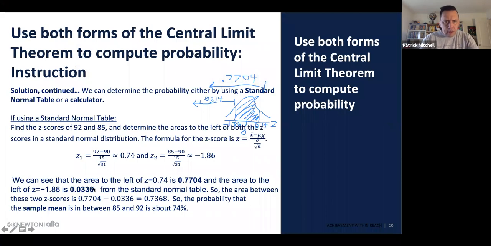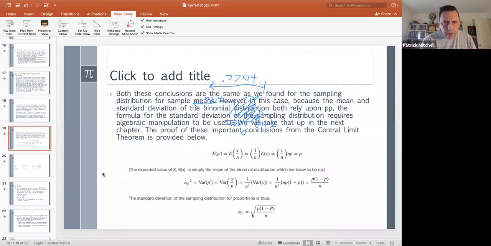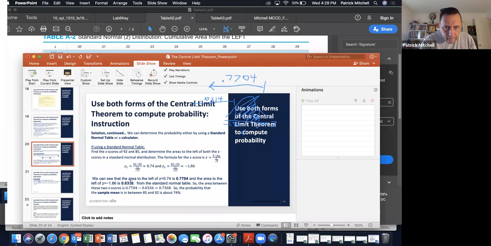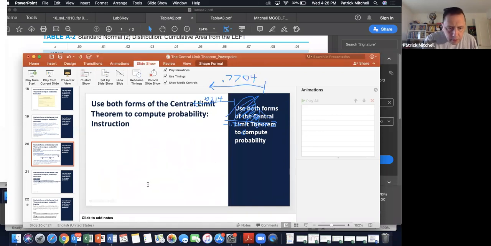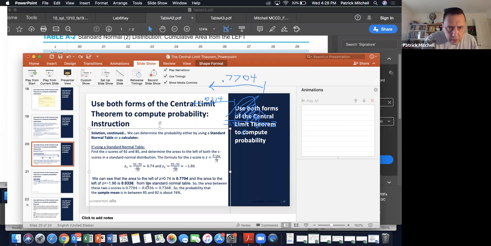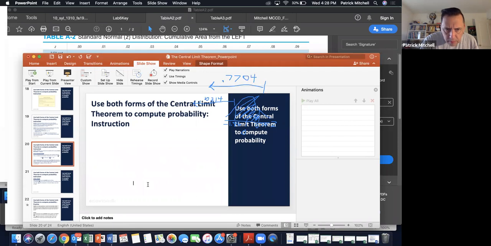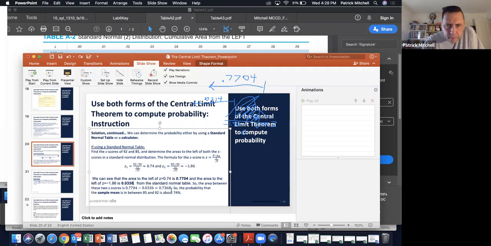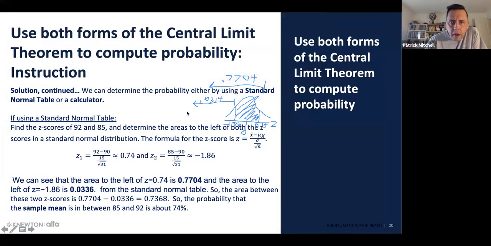Let me see, can I edit this? Yes, I can. Uh-oh, no, I can't. Okay, I'm not going to chance it. But I will type this in underneath.